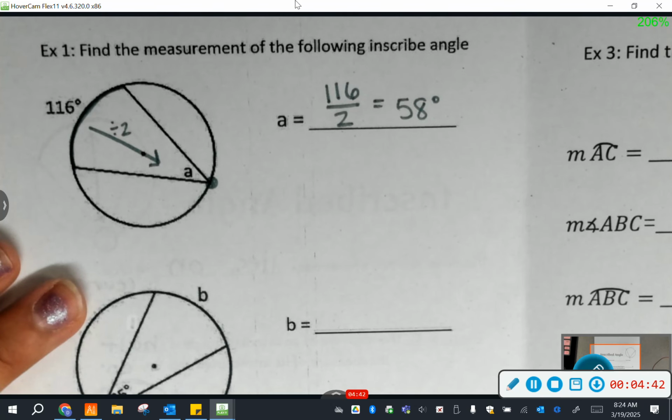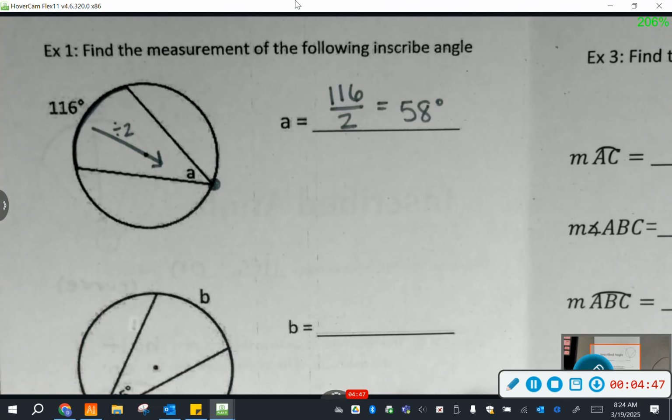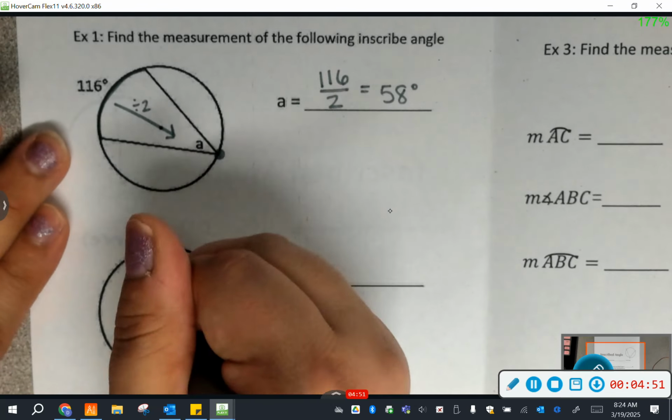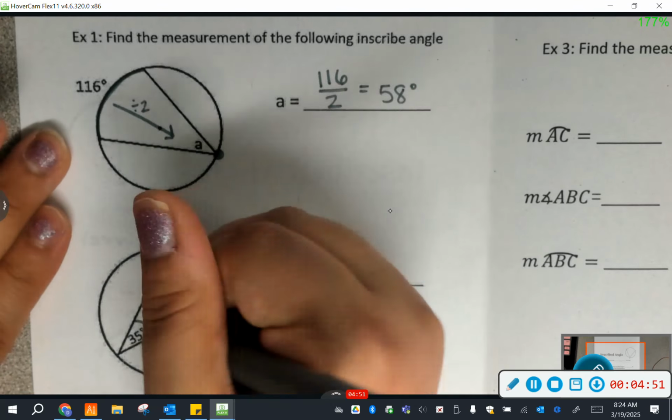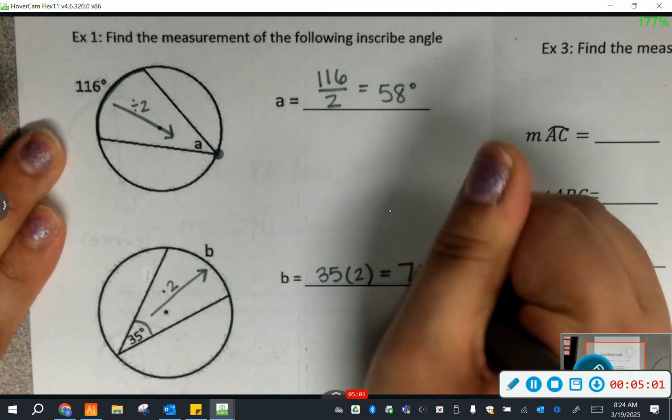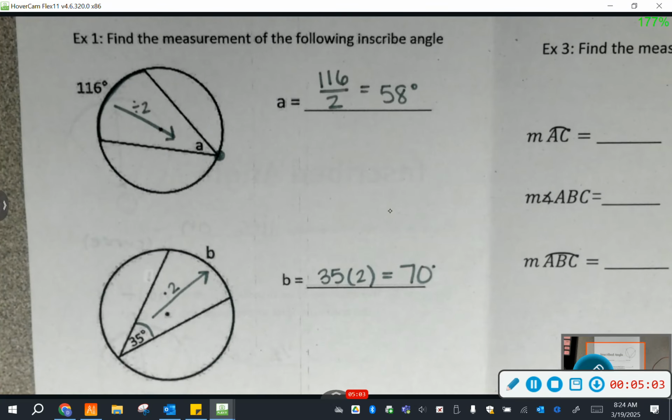And that's it. That's how to do this. Are you with me? What about the next one? What if I have the angle and I want to find the arc? Multiply by 2. So what is 35 times 2? 70 degrees is my answer.